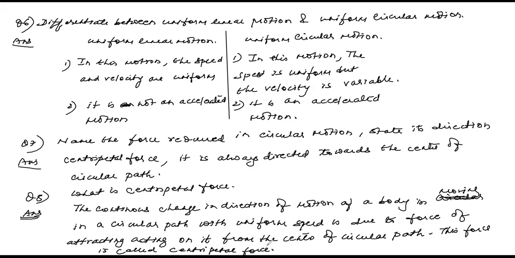The continuous change in direction of motion of a body moving in a circular path with uniform speed is due to the force of attraction acting on it from the central circular path. This force is called a centripetal force.